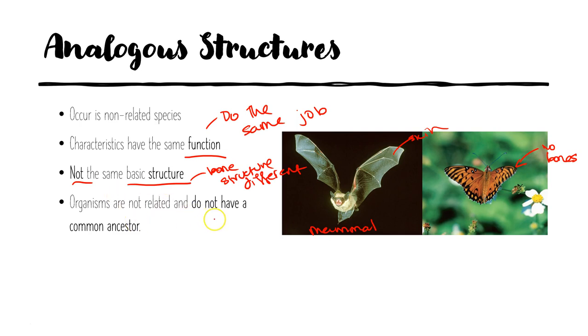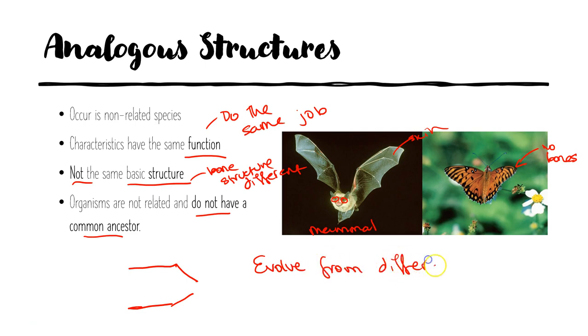So these organisms are not related and do not have a common ancestor. This is starting from a different ancestral point, but having the same function, so becoming more similar over time. So these functions, in the case of the bat, it might be large eyes, which you would see in other nocturnal animals. These evolve from different organisms because of similar selection pressures.